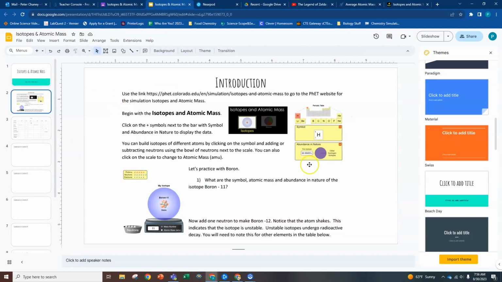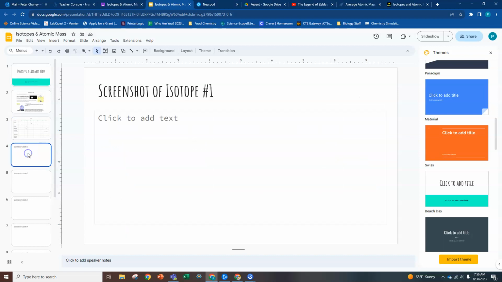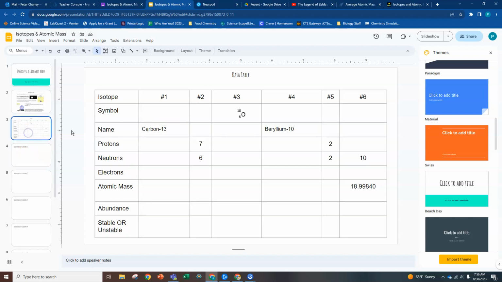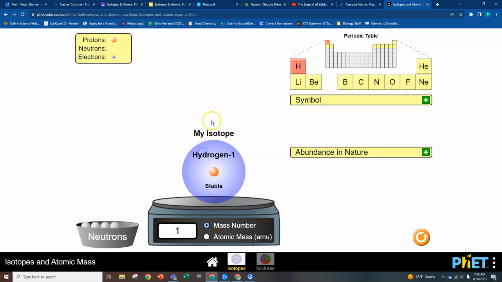And you're going to put your name here. And here's the kind of directions on how the first one works. There's isotopes and there's a mixture. We'll be doing both. And here's the data table. So all the missing boxes are what you're going to be finding, and then you're doing screenshots of each one of them. So for instance, number 3 is an oxygen. So in this, you would have a screenshot from the PhET lab of oxygen as you build it.